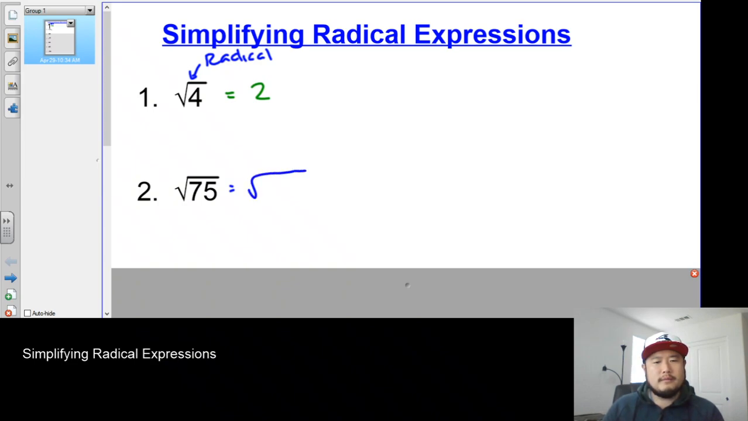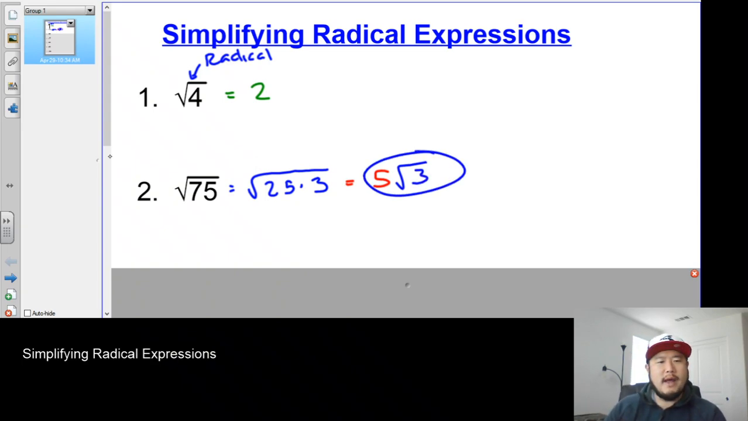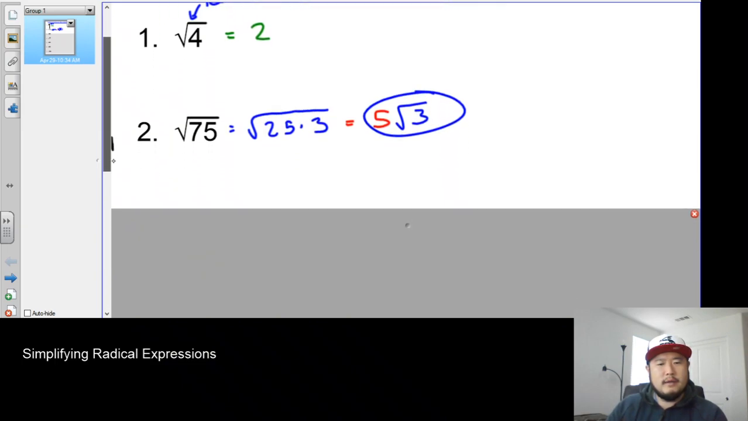Well, what I can do is take this number, 75, and get two factors, the 25 and 3, and I chose 25 because that happens to be a perfect square. So 25 times 3 equals 75. When we put it all together, the square root of 25 is 5, and then we can't square root 3, so that's our answer right there, 5 rad 3. Okay. Moving along.